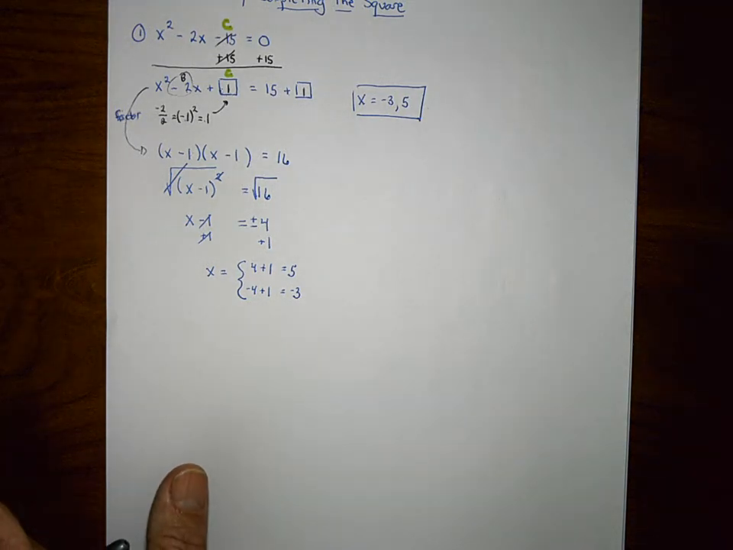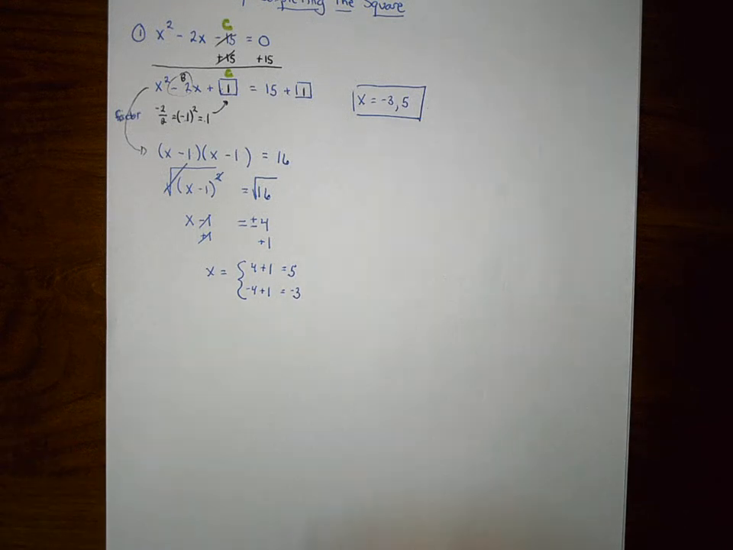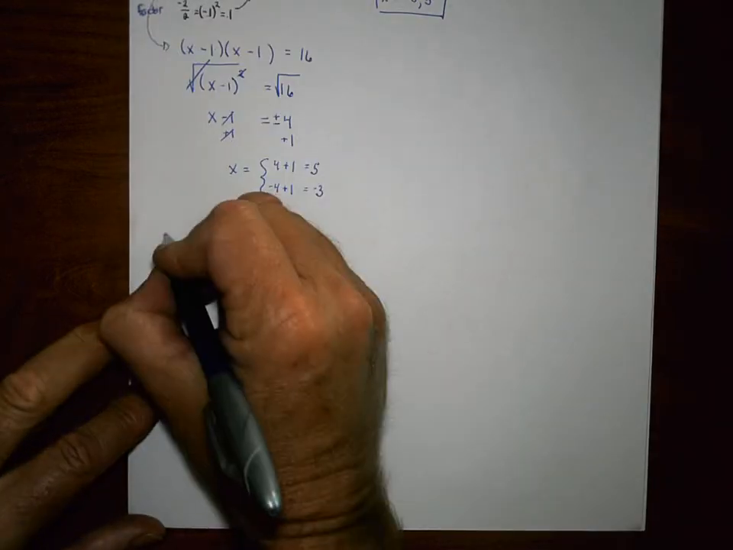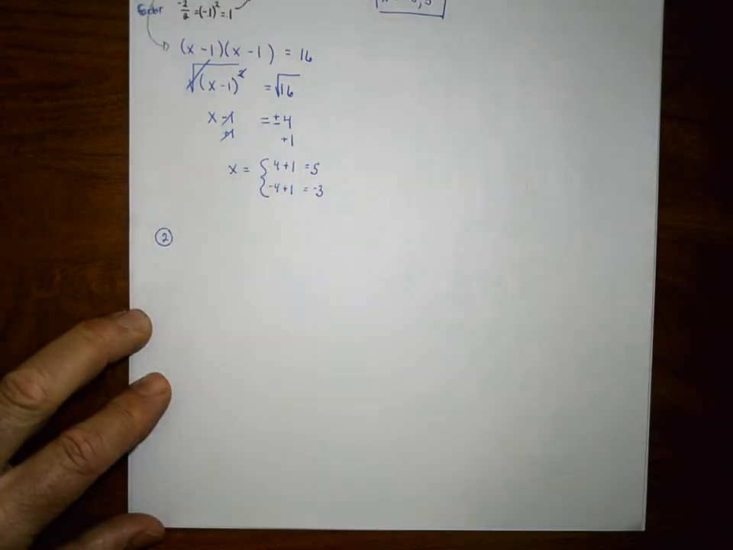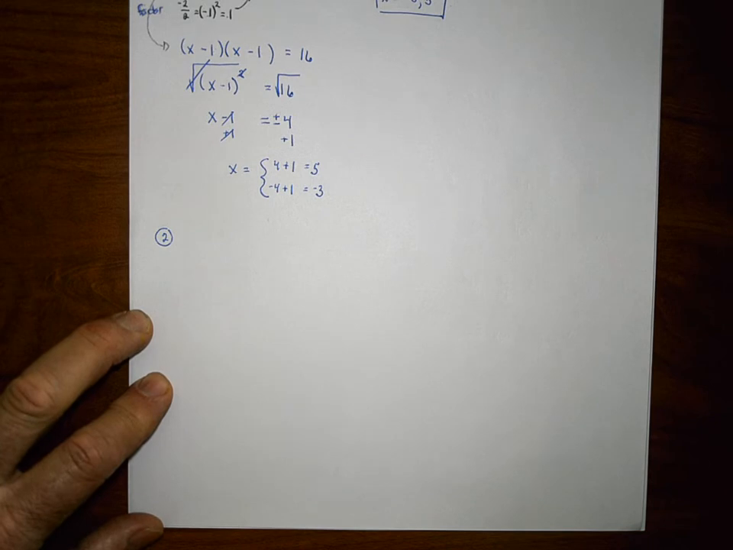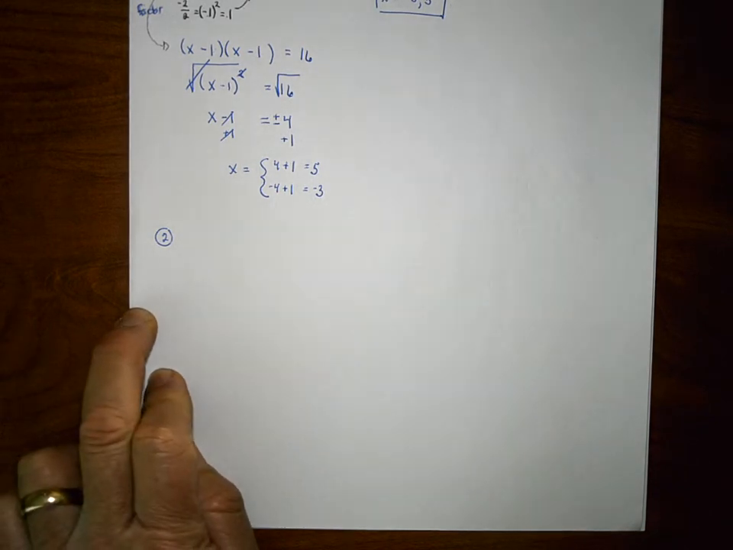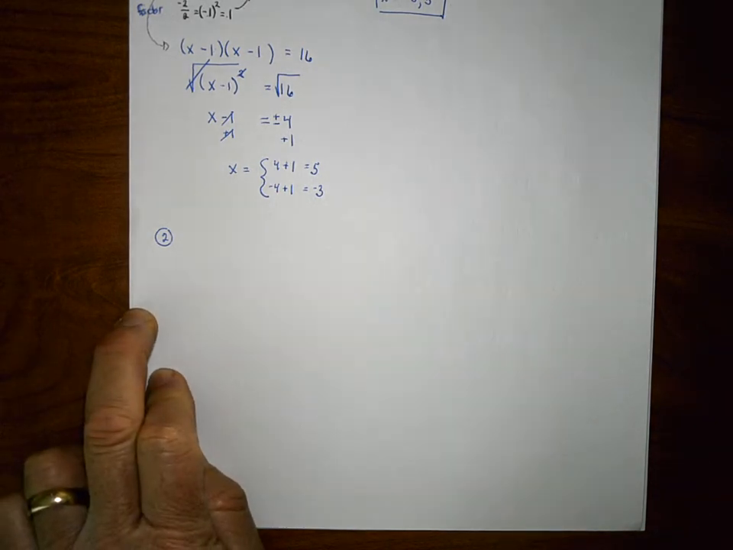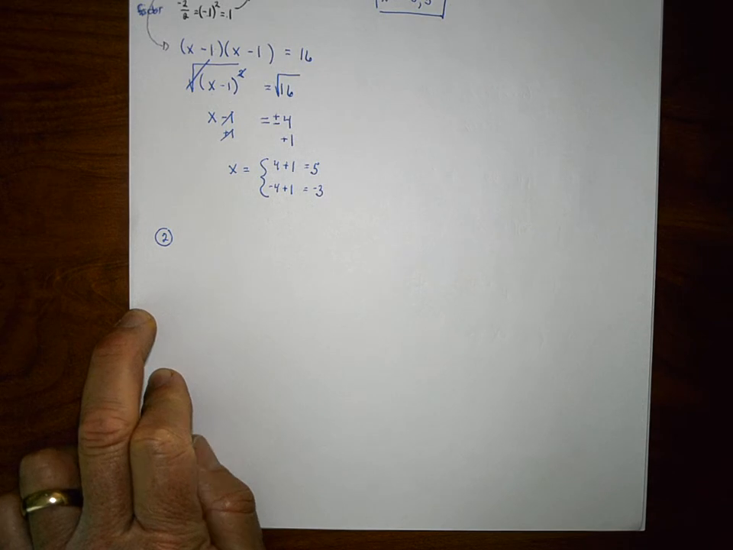Okay, let's do another one here where we get nice friendly answers again, and then we'll do a third one where we don't get such friendly answers. So number 2, x squared plus 2x is equal to 35.